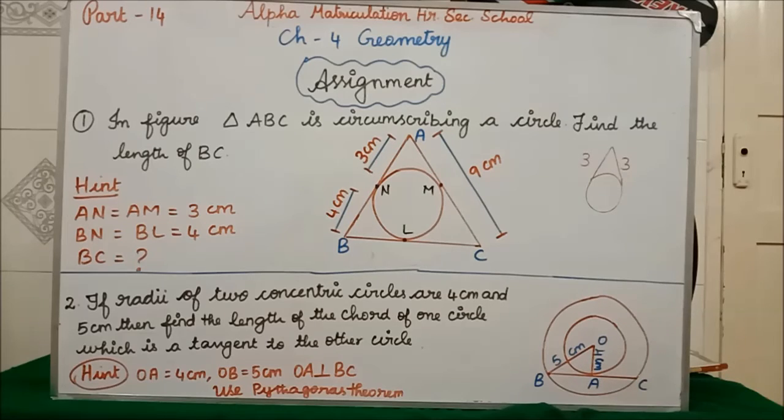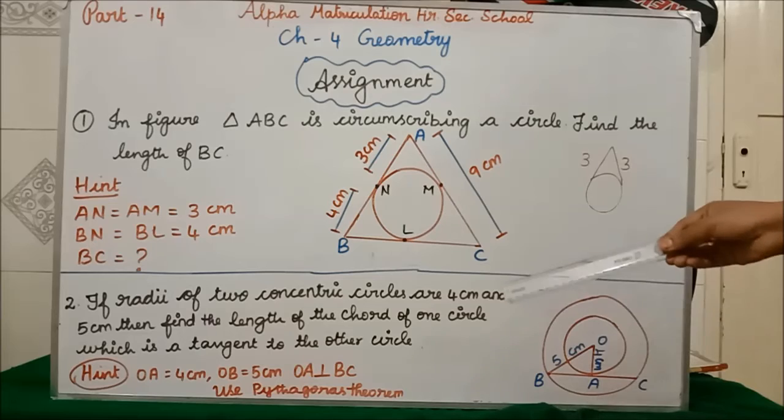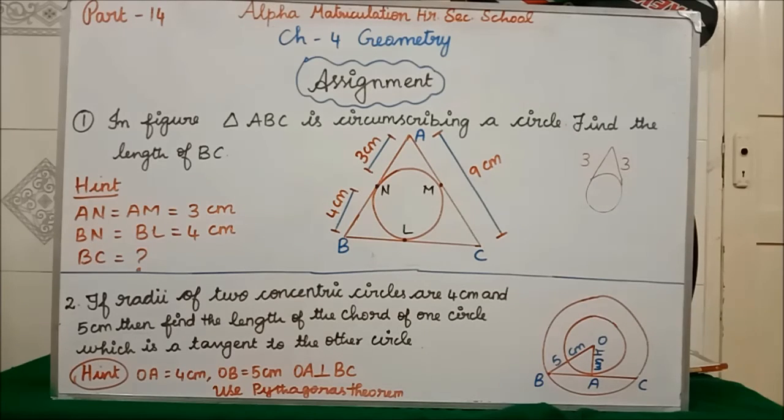Isn't it? They have given the two radii. For a small circle, the radius is 4 cm. For a big circle, the radius is 5 cm. Clear? We all know the radius and the tangent point are perpendicular. So OA is perpendicular to BC, I have written. Then afterwards you have to apply the Pythagoras theorem and find the value of BC. Clear all of you? You have to do the two problems as your assignment. Thank you students. Next in part 15 video we'll see you.